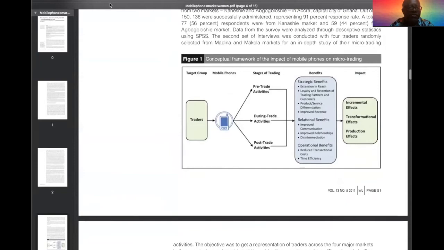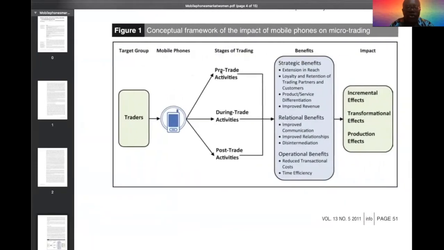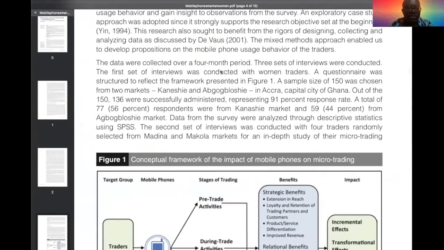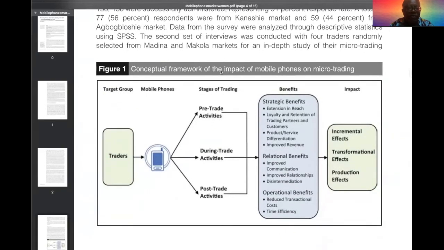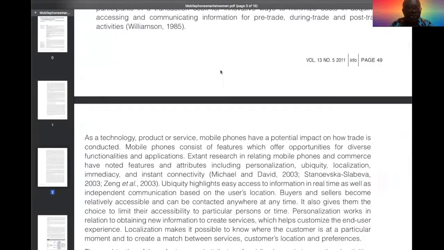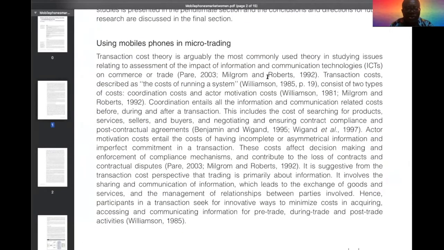So it's possible for you to base your work on reading existing literature and then looking at developing a framework from there. So that's what you see. It starts from the transaction cost theory. It explains the transaction cost theory. It talks about the different types of cost. It talks about actor motivation cost, and then you have got the coordination cost.